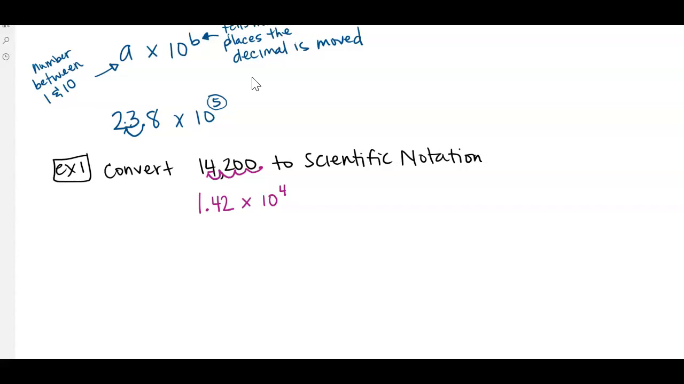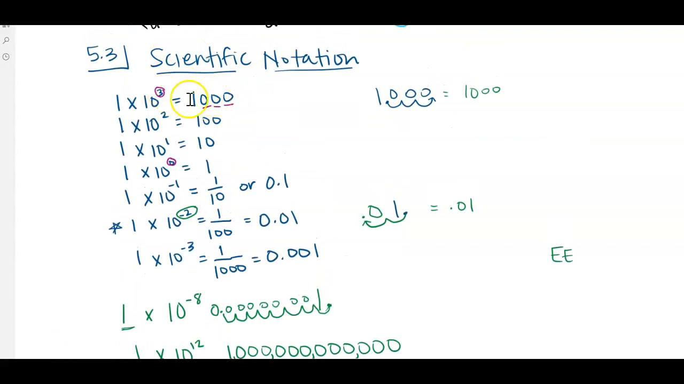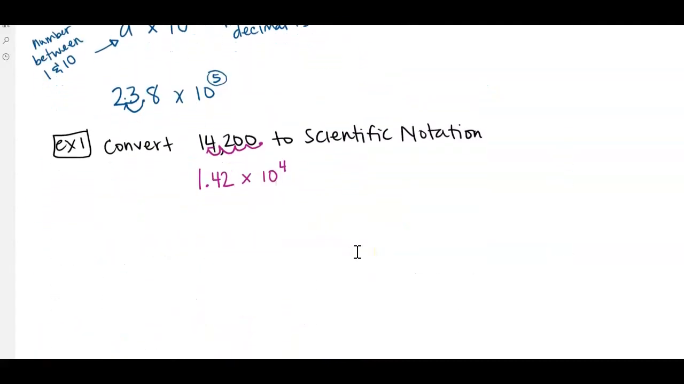But think about this number, 14,200. That's a number that is bigger than 1. It's not a really small number, it's a really big number. So bigger numbers are going to have positive exponents. Smaller numbers, again, I'm not meaning digits, I'm meaning size-wise, are going to have negative exponents. So I know this is going to have a positive exponent on it, and it was moved 4 places. Okay, let's look at another one.